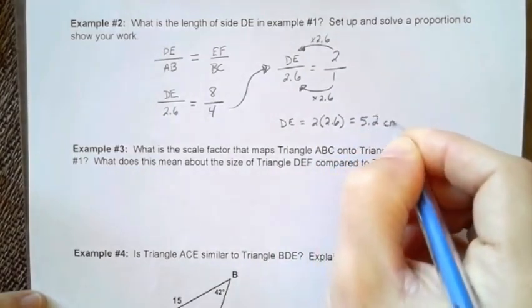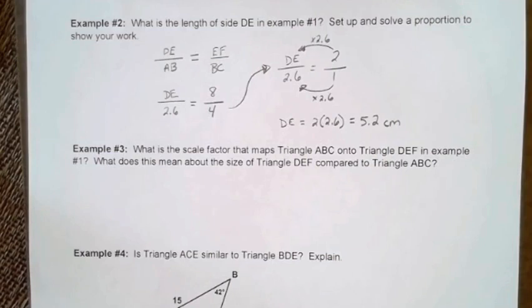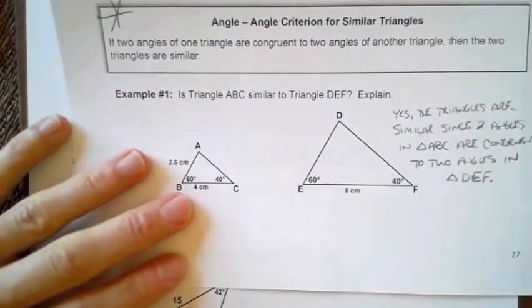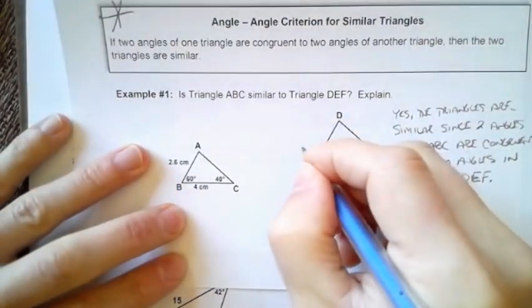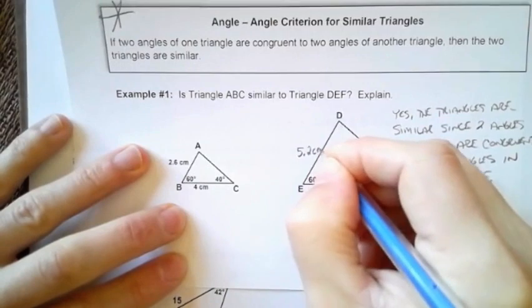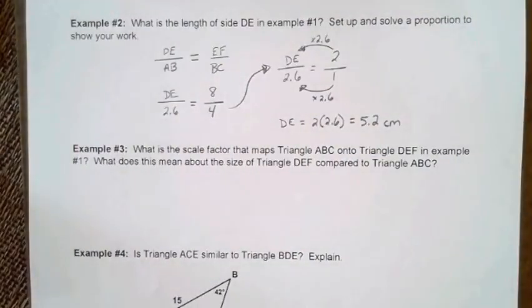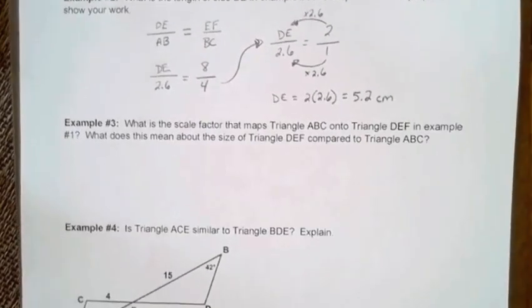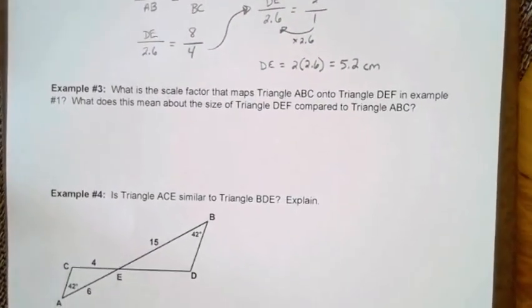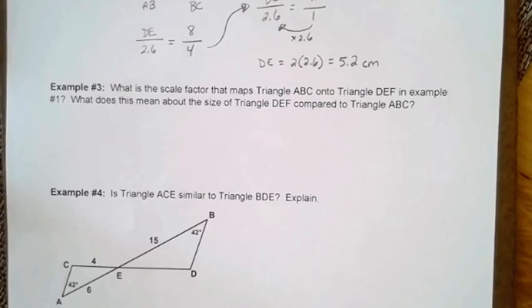And the units that they used in the example were centimeters. Okay, so bringing back my original picture, I now know that this measurement for side DE is 5 2/10 centimeters. All right. Now, example number 3 wants to know what is the scale factor that maps triangle ABC onto triangle DEF in example number 1.